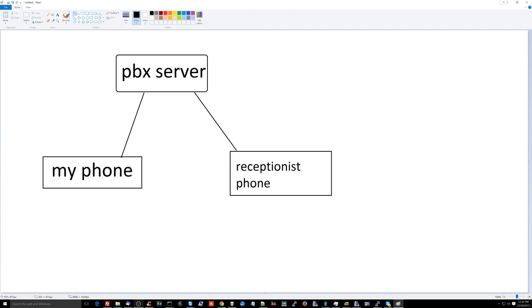So the PBX is going to route my call from my phone, it's going to go to the PBX server, and then it's going to go to the receptionist's phone. So that's the way that this is going to work. This is going to allow internal communications. So this is all being done within my network, and this is all being done within the private branch exchange. The call is not leaving past the private branch exchange. Now, that is what the PBX does.